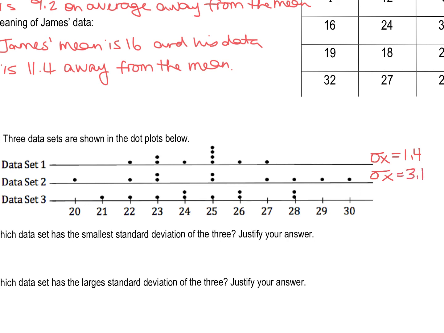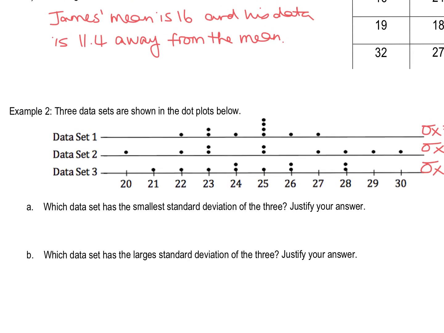And go ahead and do the same thing for data set 3. Clear the data, add the new data set: 21, 22, 23, 24, 25, 26. Actually, 24 appears twice, so 24, 24, 25, 26, 26, 28, 28. Have it calculate, and we get standard deviation of 2.2.